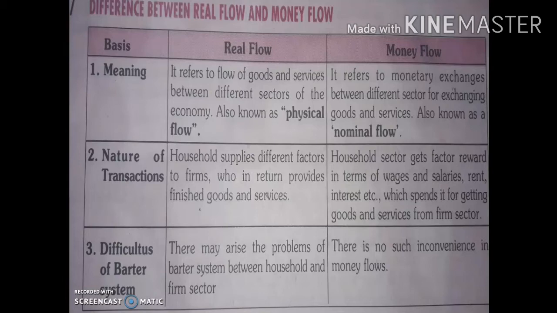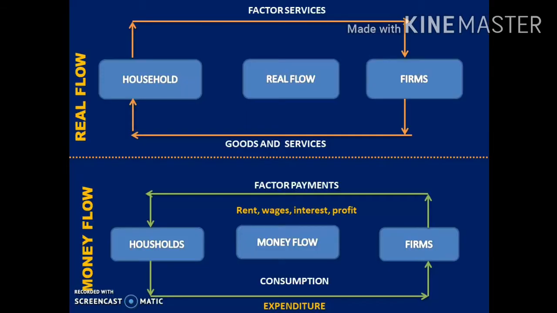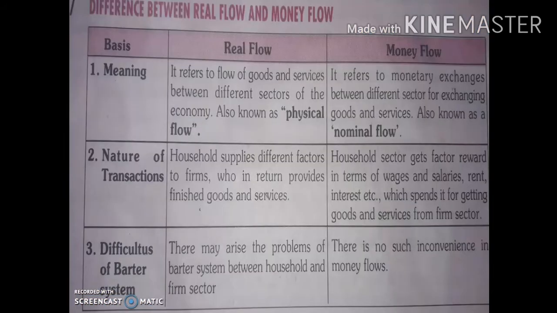Next, a household supplies different factors to firms, which in return provide finished goods and services. In the second part, the household sector gets factor reward in the form of wages and salaries, rent, interest, which it spends for getting goods and services from the firm sector.